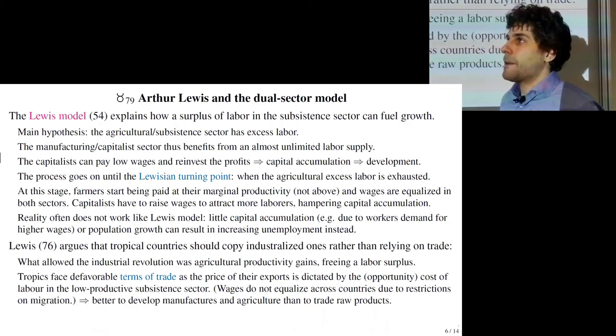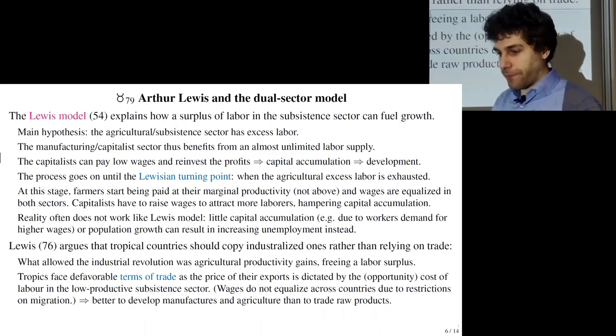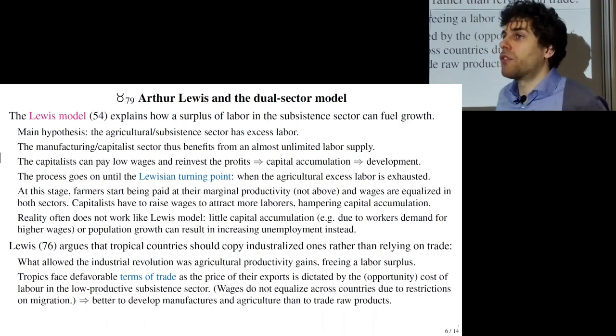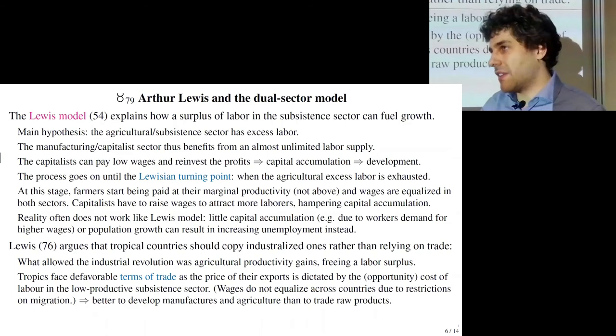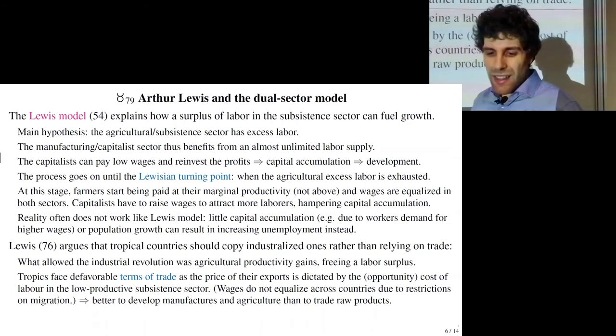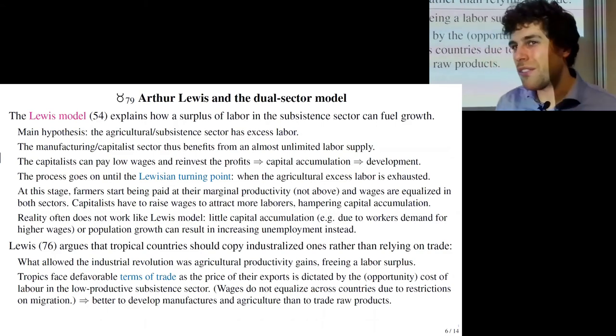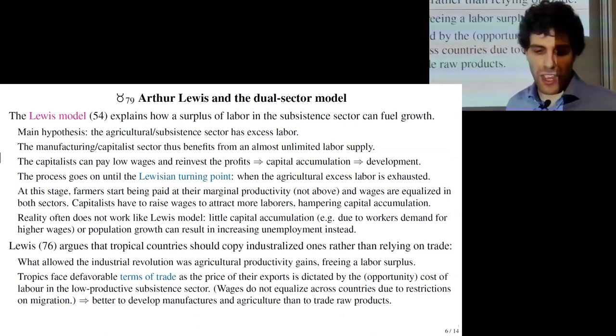And because there are some commodities that are traded across the world, it's a kind of reverse Balassa-Samuelson effect. This effect means that the wages in the traded sectors are dictated by the wages in the non-traded sector.